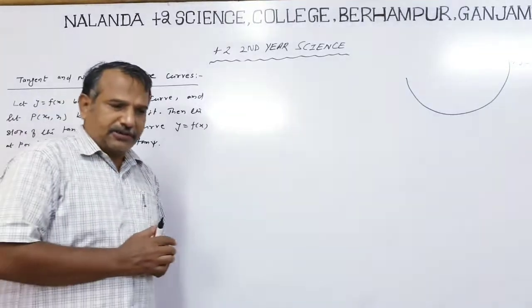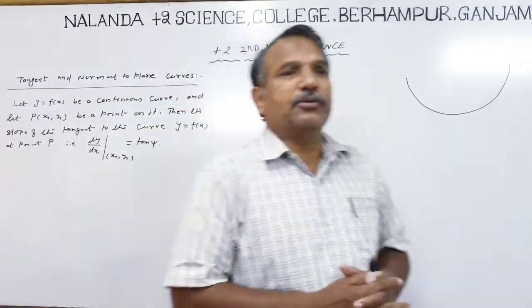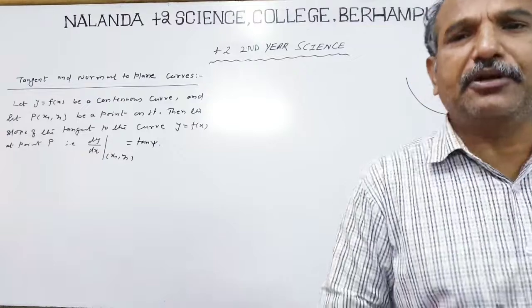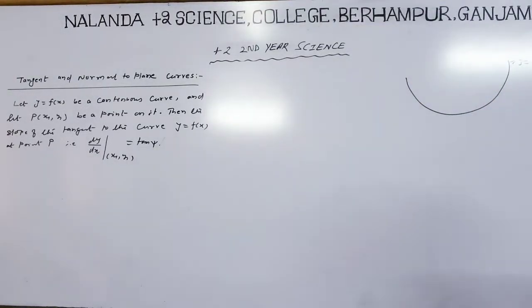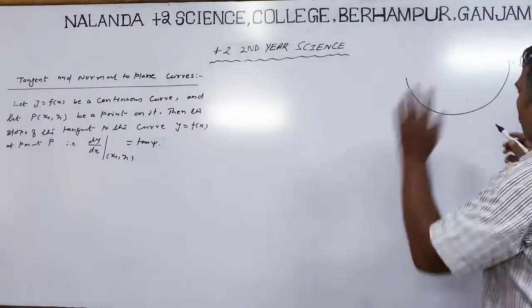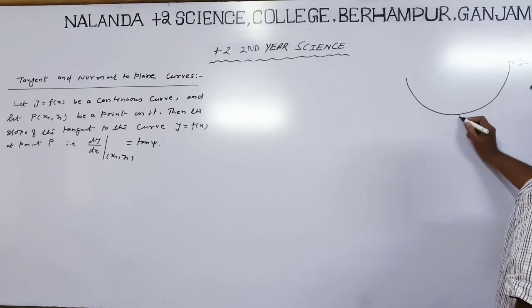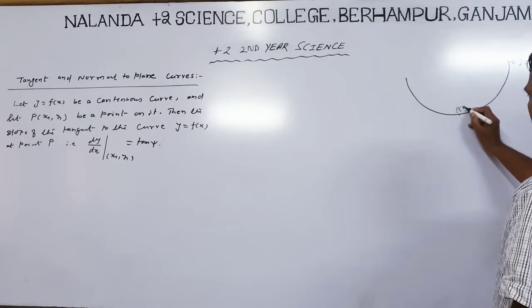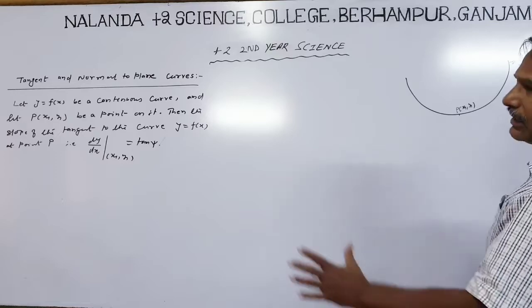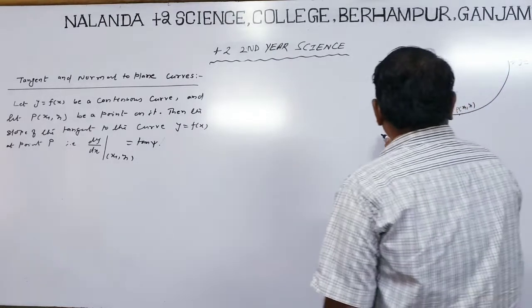So tangent can be drawn at only one point. Let us say this is a curve and one point is given. Suppose P is a point whose coordinates are x1 and y1. So what is the equation of tangent? Now this is a tangent.